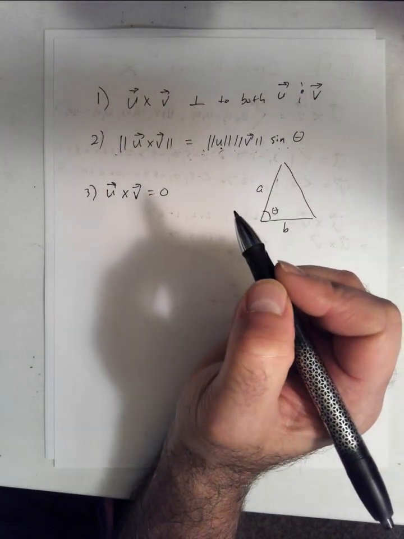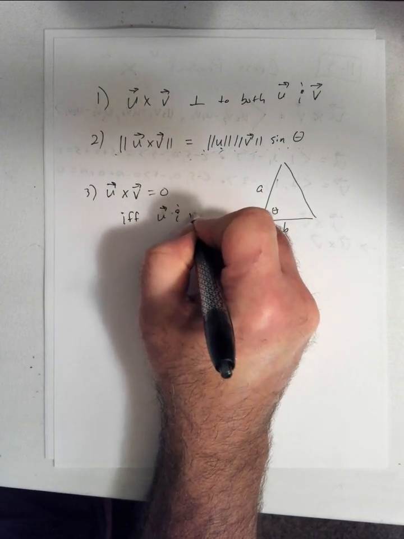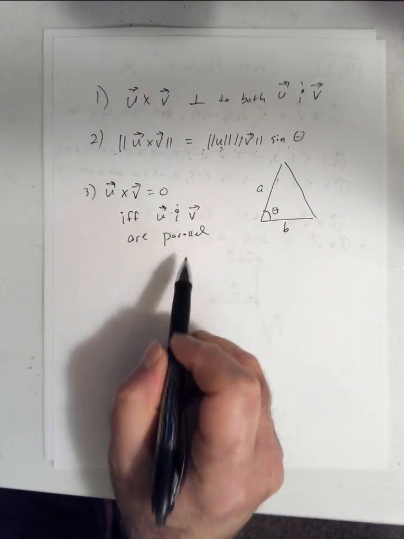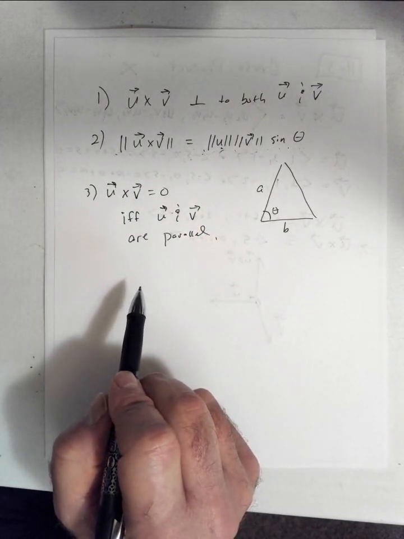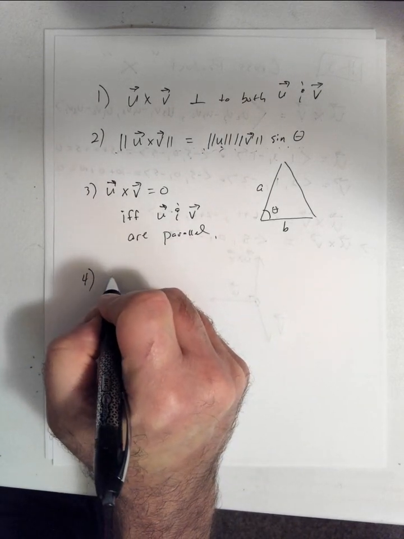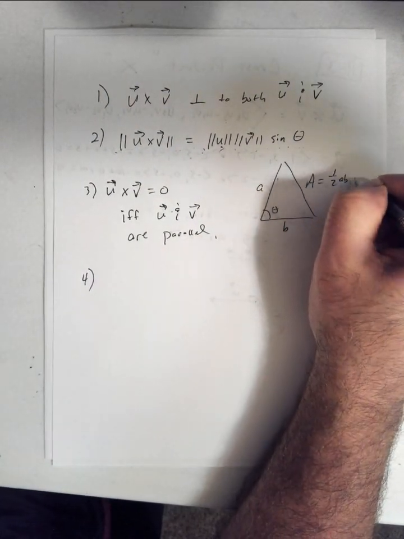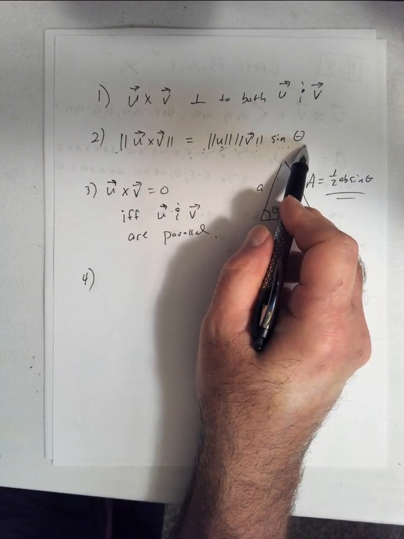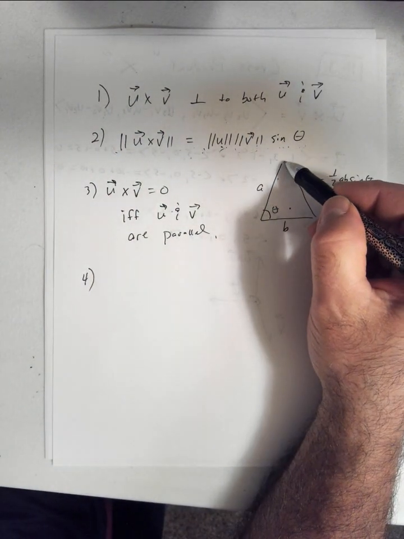U cross v equals 0 if and only if u and v are parallel, which means if they're parallel, they're scalars of each other. And this area, 1/2 AB sine theta. Remember that formula? Right? So AB sine theta becomes twice the area of this thing, which is going to be what?